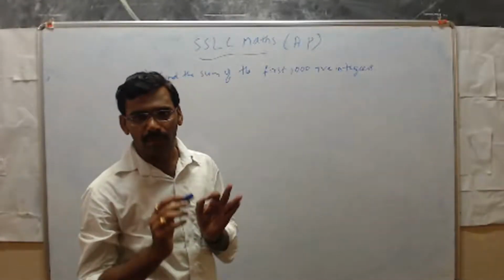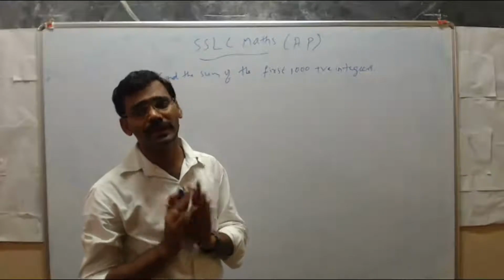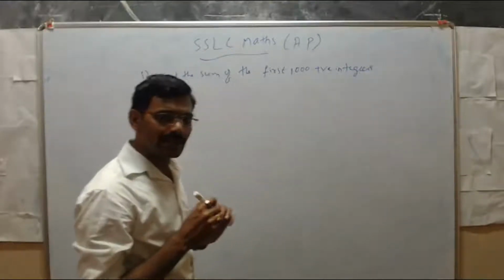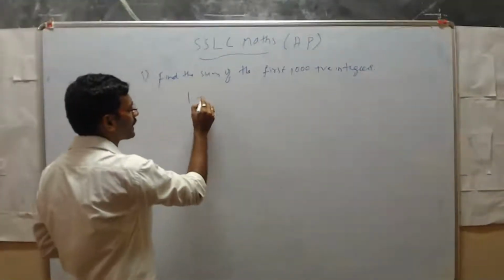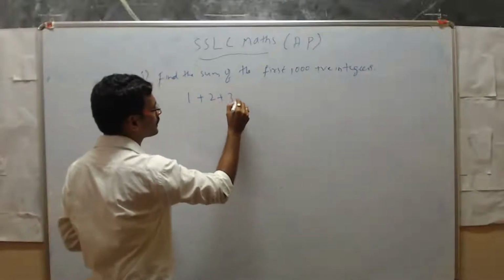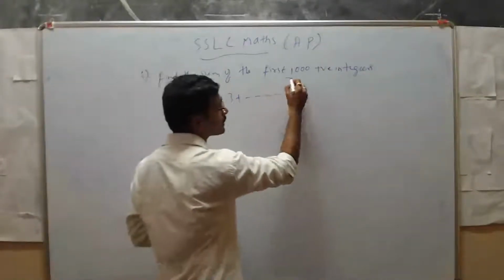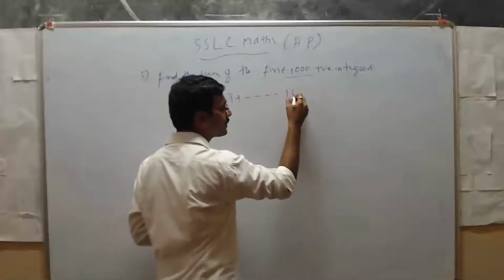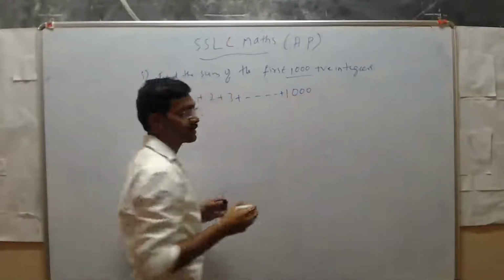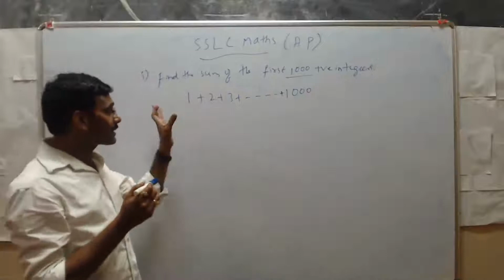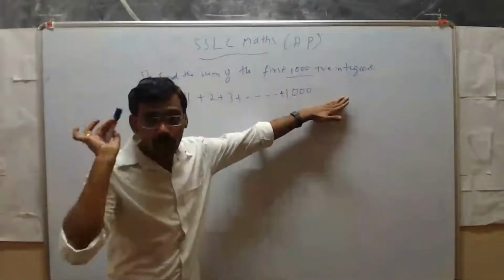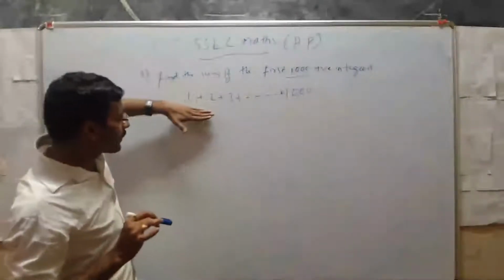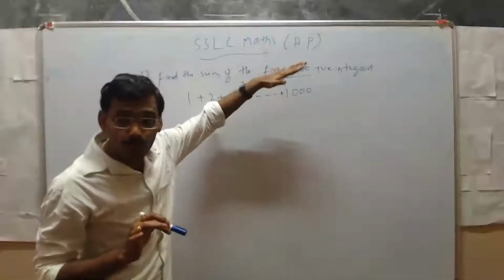We have to find the sum of the first 1000 positive integers. The first positive integer is 1, the second one 2, the third one 3, plus. So how many terms? 1000 terms, which means 1000 is the last term. The sum of this AP is not 1000. Keep in your mind, students, the sum of this AP is not 1000. It is the 1000th term.